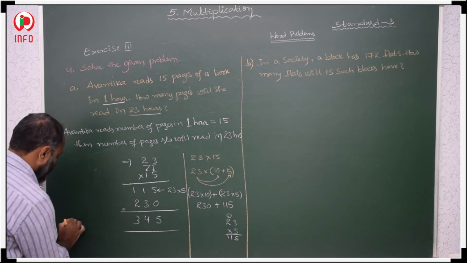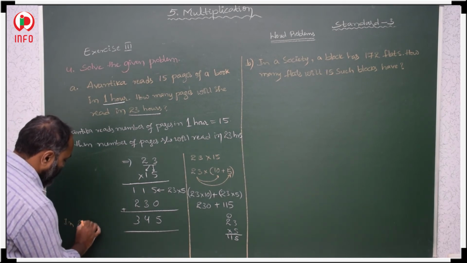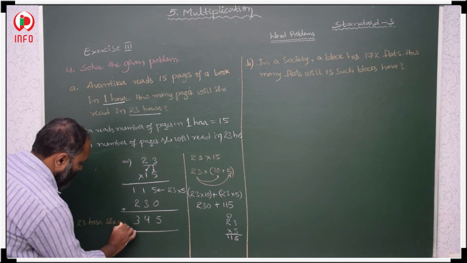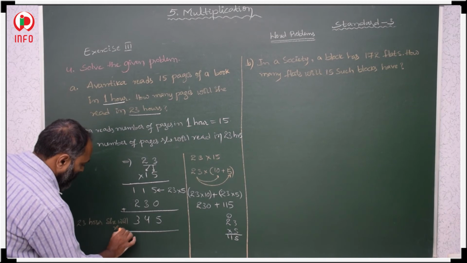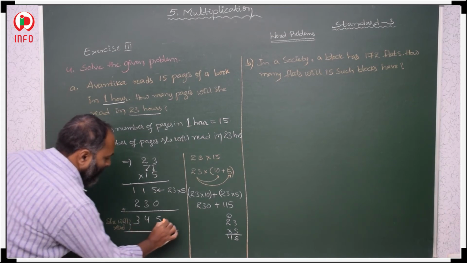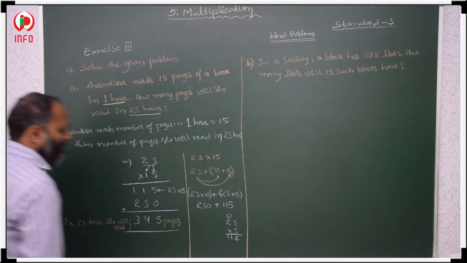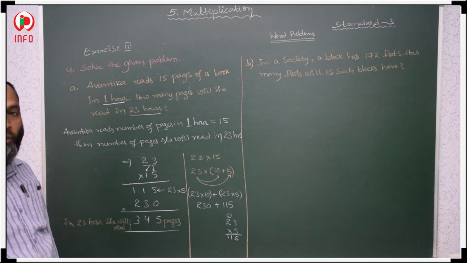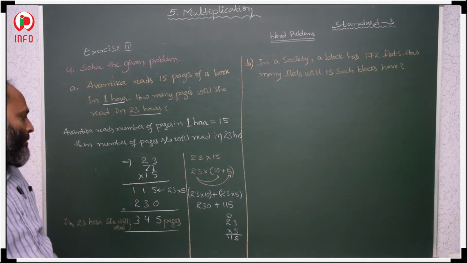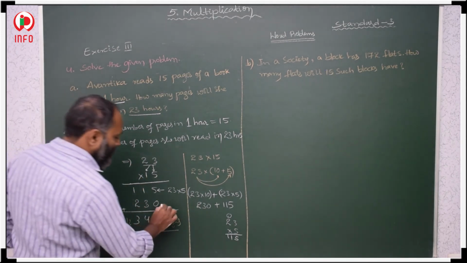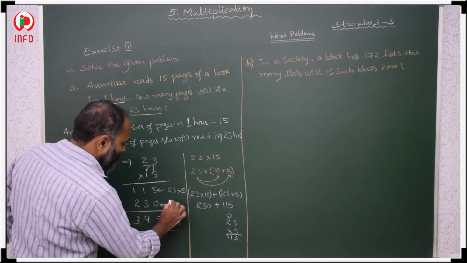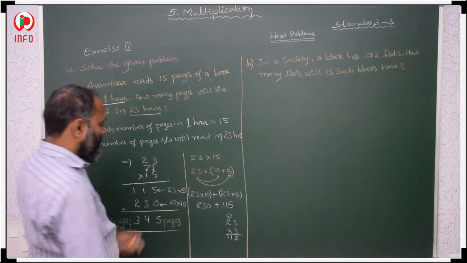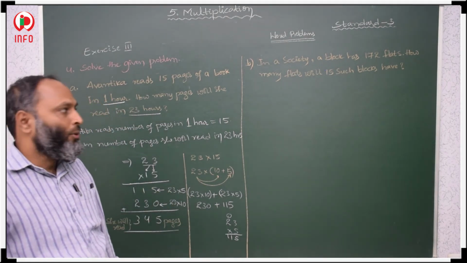Therefore, in 23 hours she will read 345 pages. This many pages she will read in 23 hours. So like this we have to multiply. It shows 23 with 10. Okay, so in this way we have to find our product.